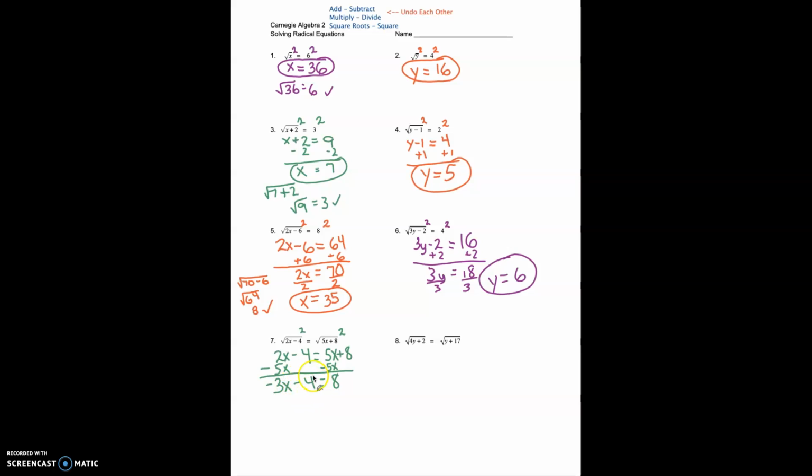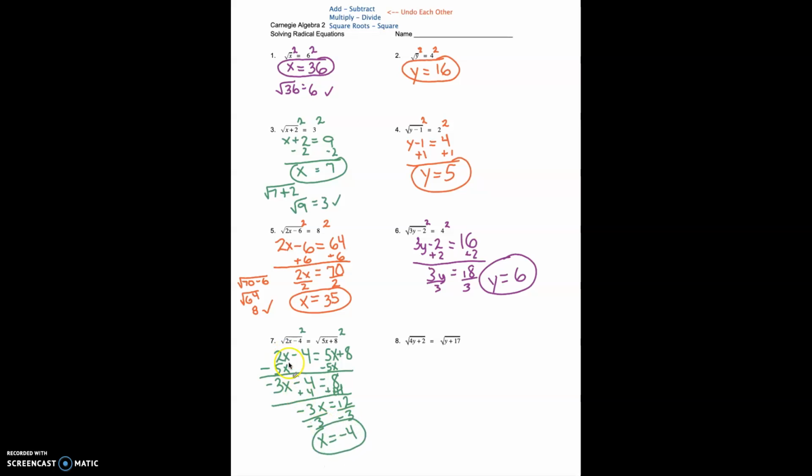Now I want to bring this minus 4, undo that. Bring it to the other side by adding 4. That really is a 4. So I get negative 3x equals 12. Last thing I need to do, undo that multiplying by a negative 3, so I divide by a negative 3. So I have x equals a positive 12 divided by a negative 3 is negative 4.